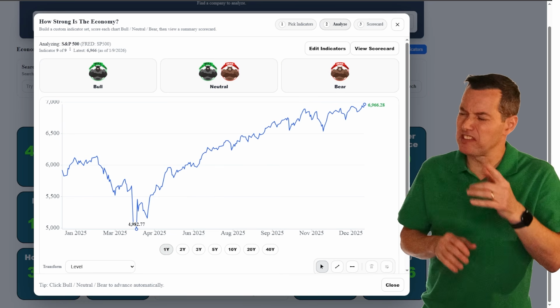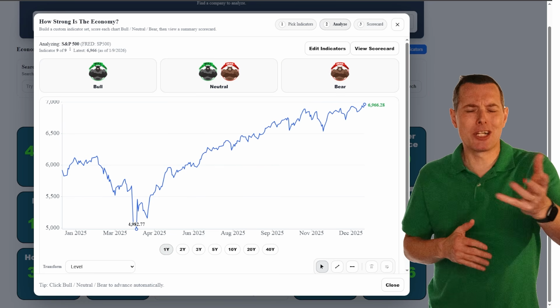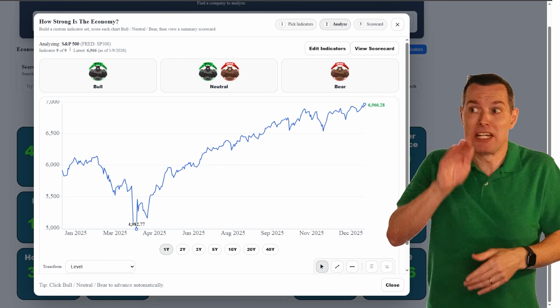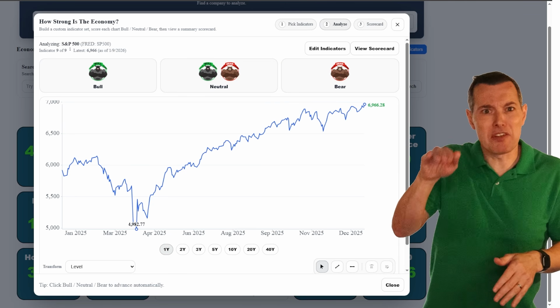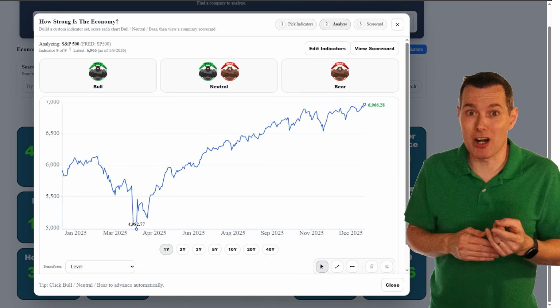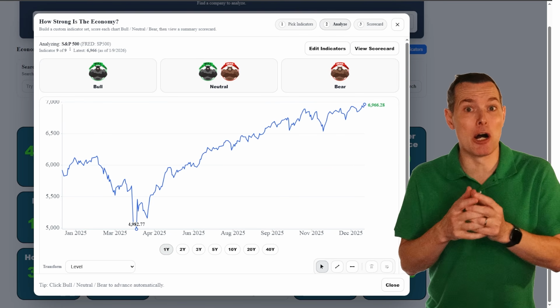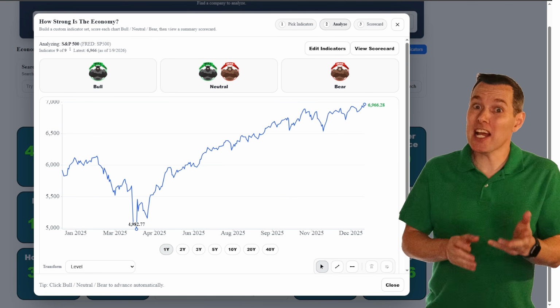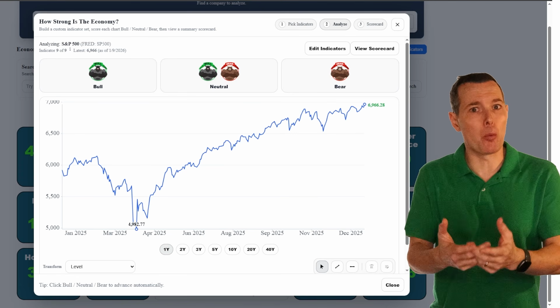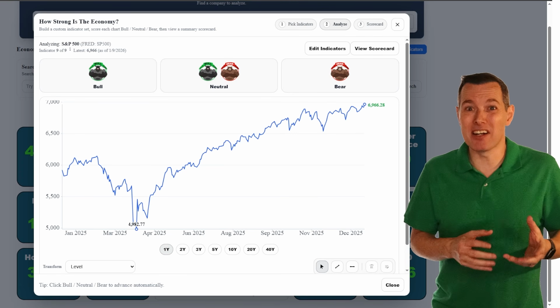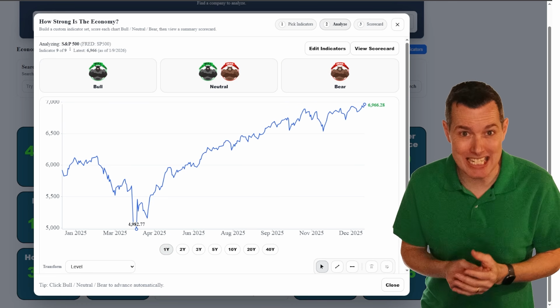Now this is a 1-year chart. We shorten this one up. You look at a 20-year chart, it doesn't really give you a lot of information. It's gone up for 20 years with a few hiccups here and there. But a 1-year chart gives us a little more information. Now, the S&P 500 is not really an economic indicator, but they do say that the stock market tends to be forward-looking. So I think it makes sense to kind of include it as an economic indicator.